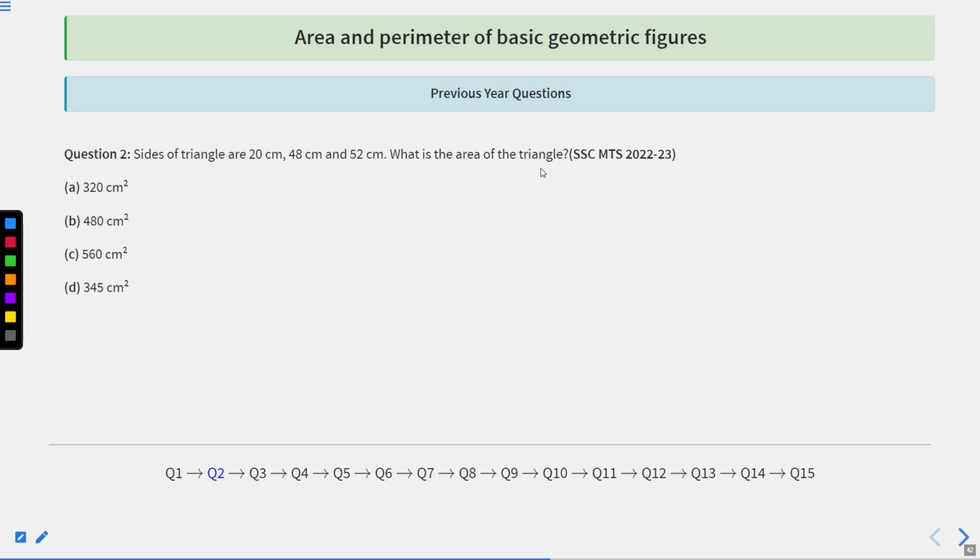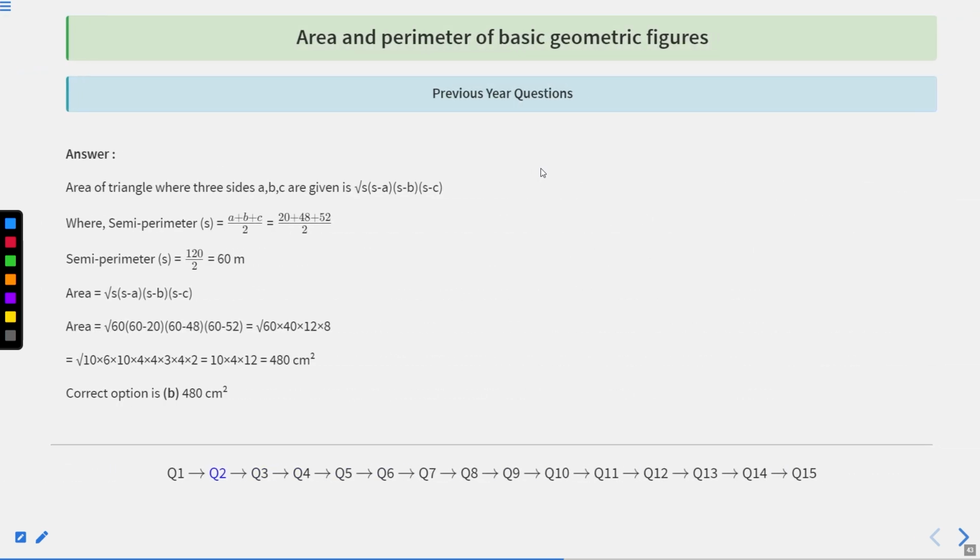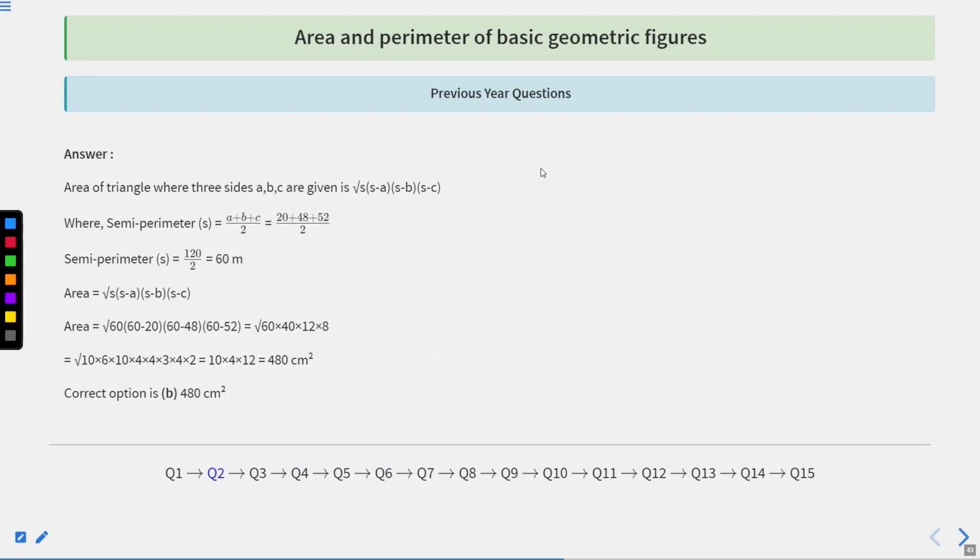So which formula are we going to use here? Since the sides of this triangle are known to us, we are going to use Heron's formula. So area of a triangle where three sides A, B, C are given, we use Heron's formula, which is given by under root S times S minus A times S minus B times S minus C, where the semi-perimeter S is equal to A plus B plus C upon 2. So A is 20, B is 48 and C is 52. And dividing the sum by 2, we will have semi-perimeter equal to 60.